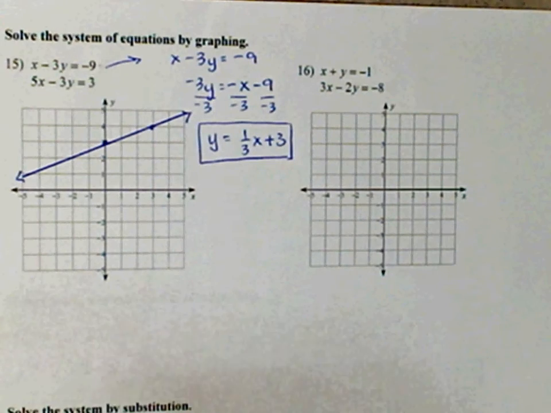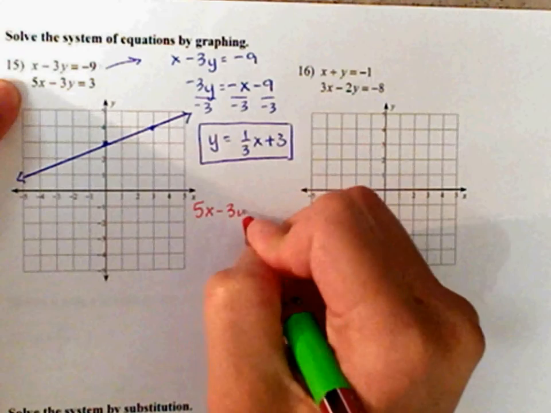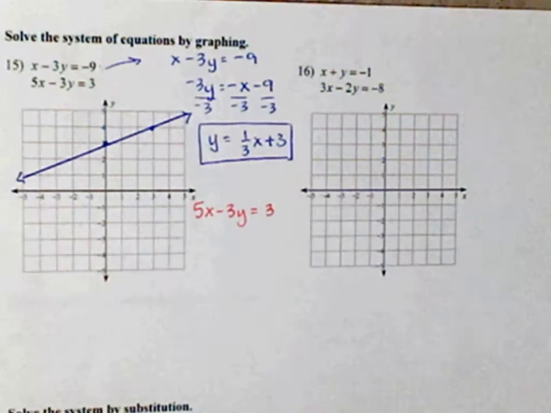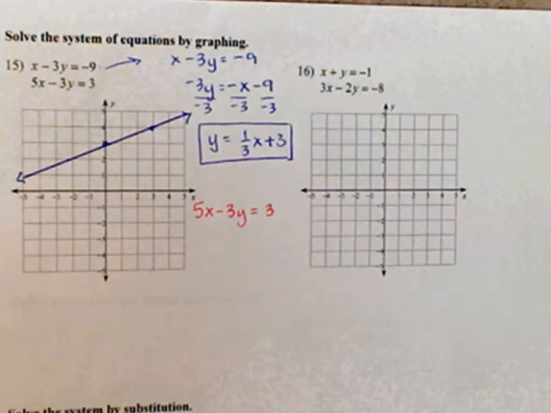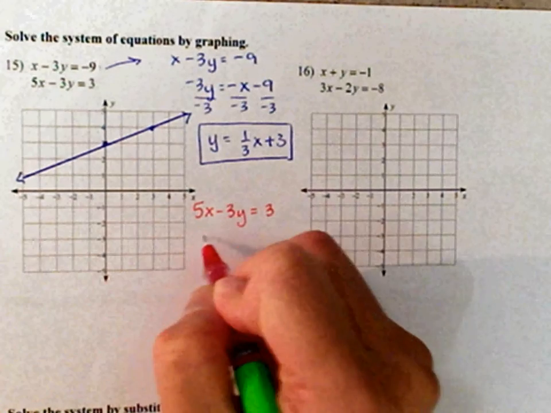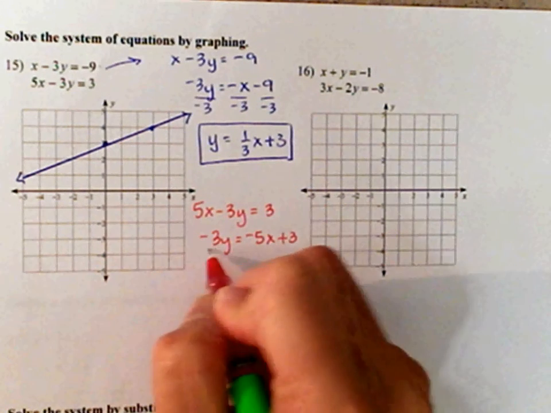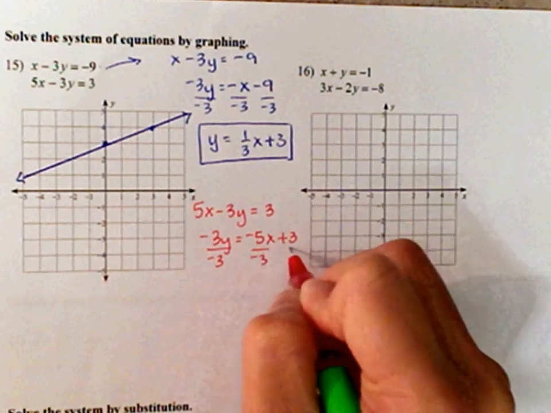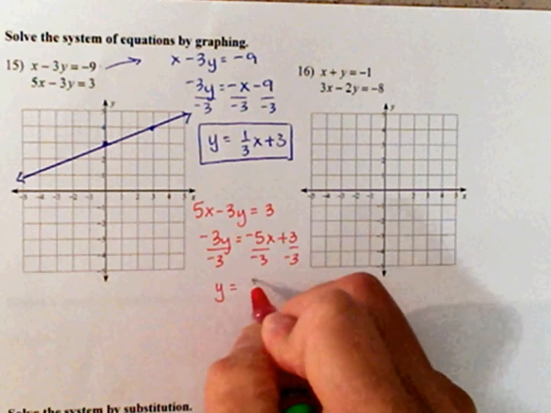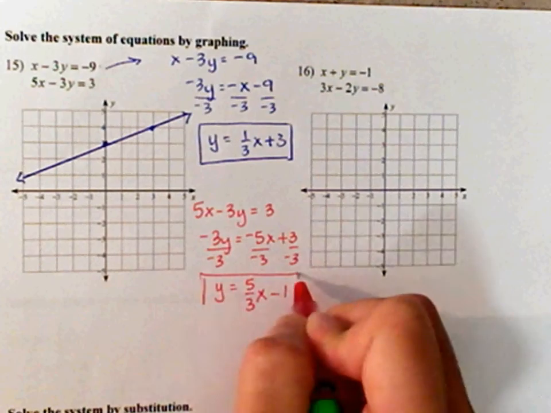Your second one, I will rewrite as well. 5x minus 3y is equal to 3. Solve for y. Subtract 5x from both sides. Negative 3y equals negative 5x plus 3. Divide each of these by negative 3. So you have y is equal to 5 over 3x minus 1. And there is your other line.